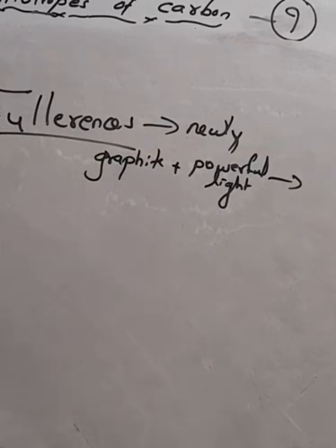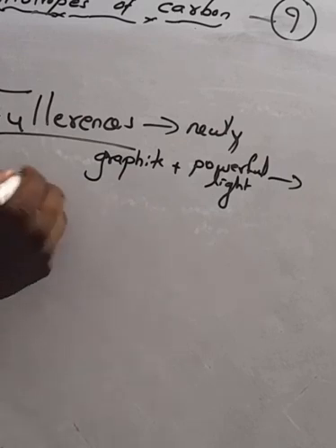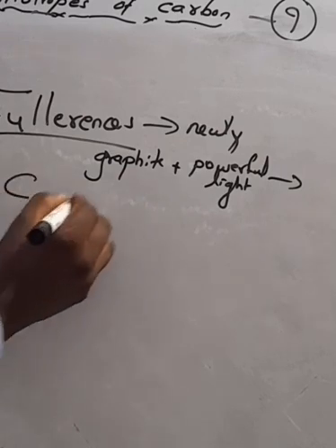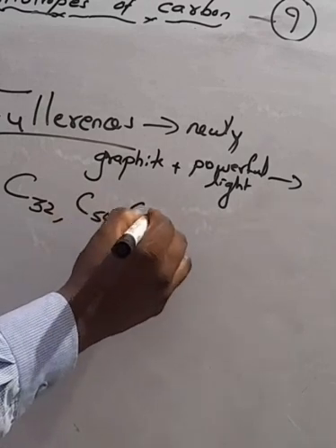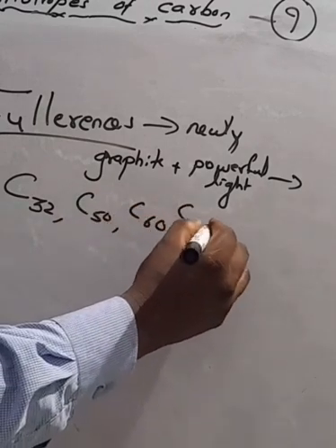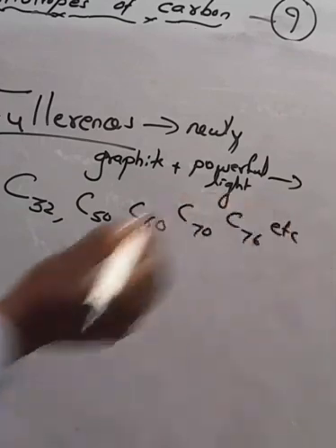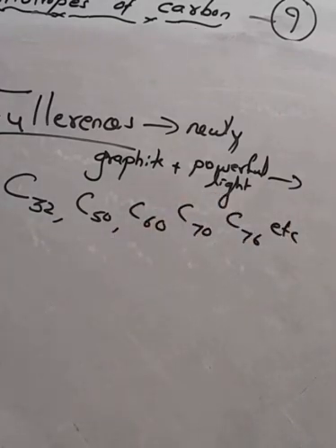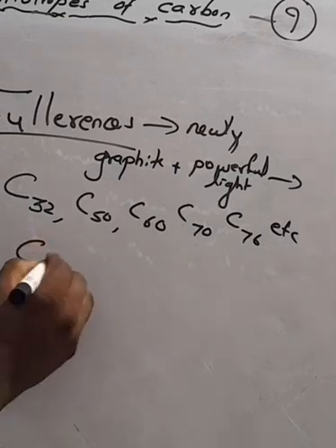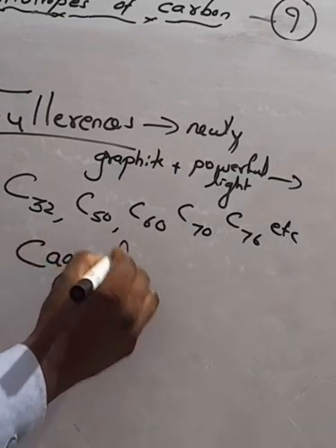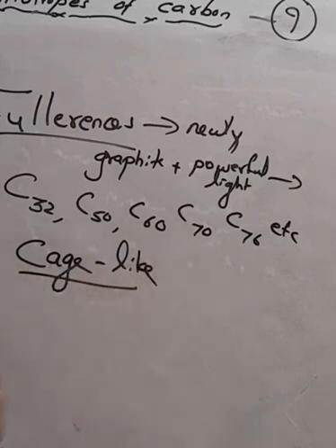Here, the fullerene form is one of the discrete, big forms, such as carbon 32, carbon 50, carbon 60, carbon 70, and carbon 76. Like that, the molecules increase. These molecules have a cage-like structure. Cage, all of you know that, am I right? Cage-like structure.